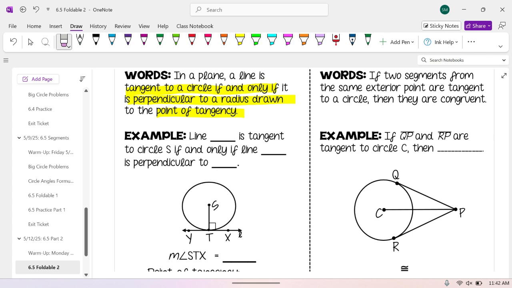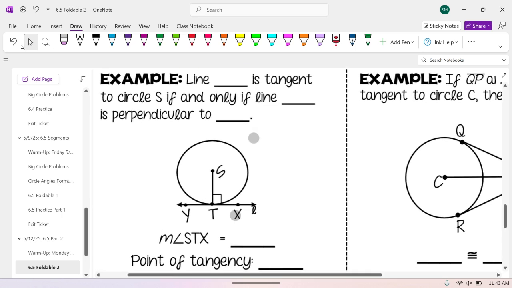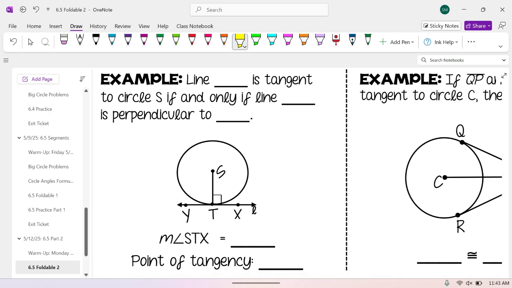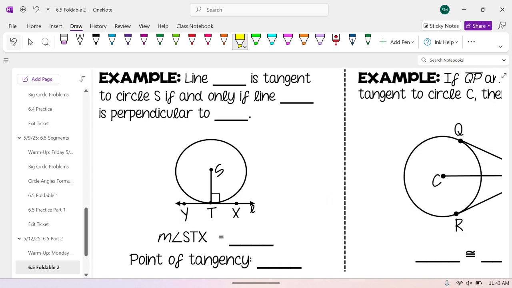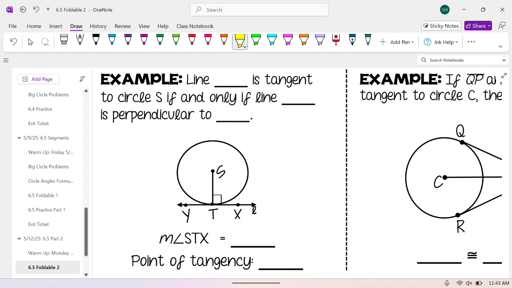So, what it's asking here is to fill in the blanks. What line is tangent here? Not quite. You may not know this, but when we talk about lines, you can label them with 2 points that are on the line, which is totally fine. But if they give you a little lowercase letter around the line, that's the other name for the line. So this line's actually named line L.